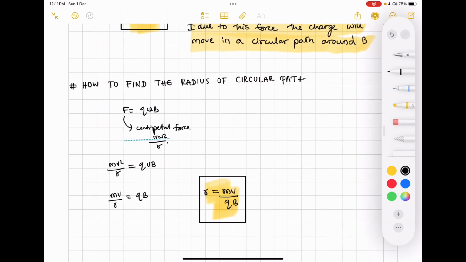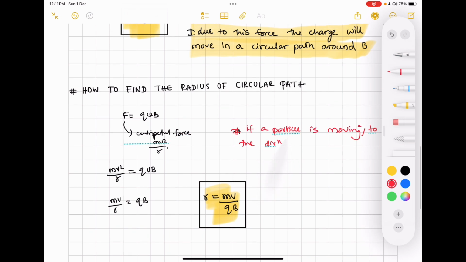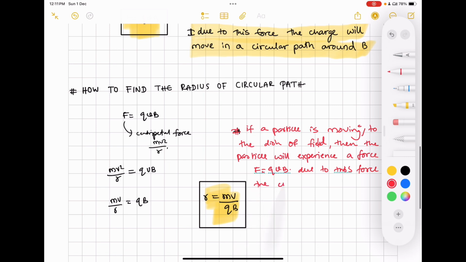So we can say that if a particle is moving perpendicular to the direction of the external field, then the particle will experience a force F is equal to QVB, and due to this force the charge will move in a circular path of radius r is equal to mv divided by qb.